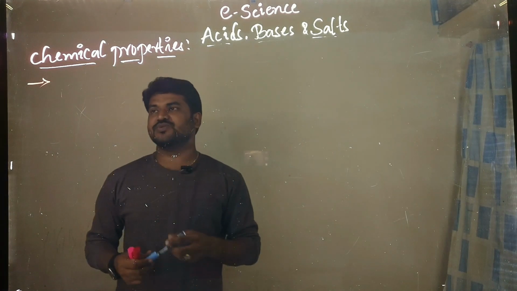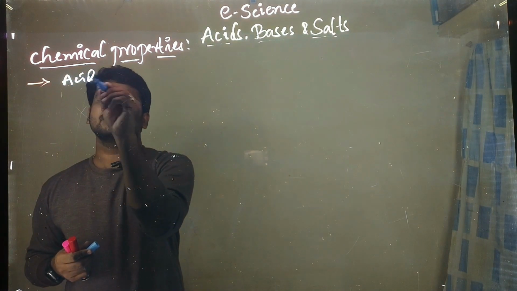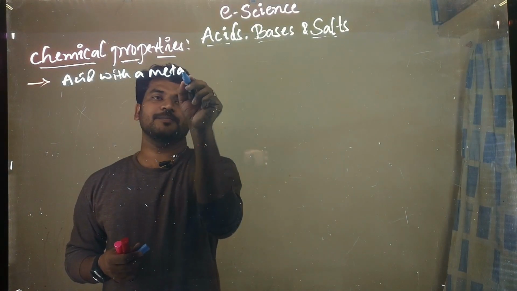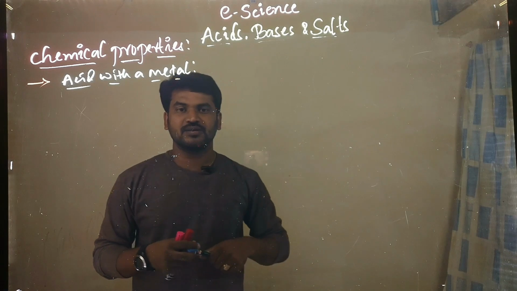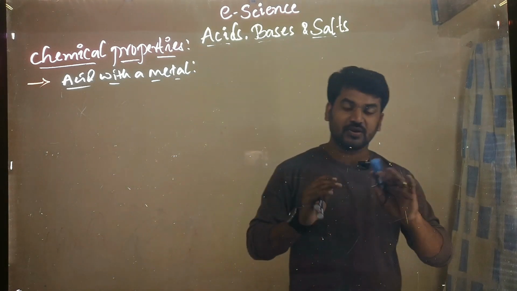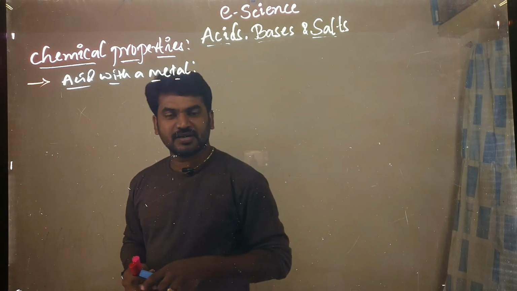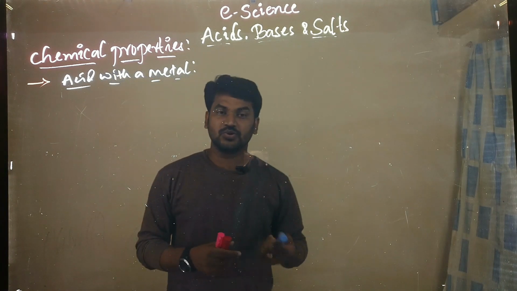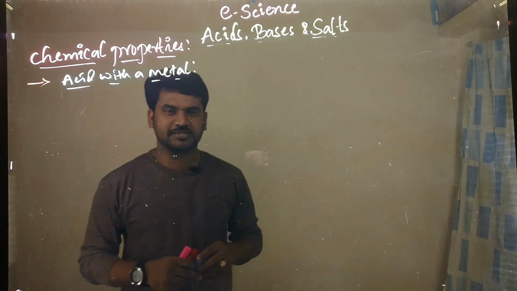Okay, so first one is acid with a metal. How the acids are reacting with metals. Generally in our daily life also we hear some words in our houses, right? That is, not to store pickles in metal containers, and not to store curd, any sour substances in metal containers, right?